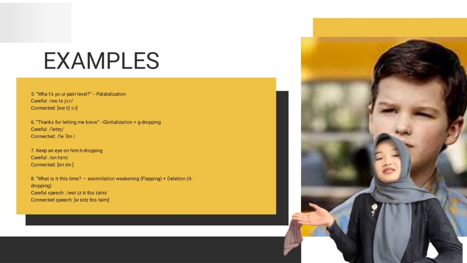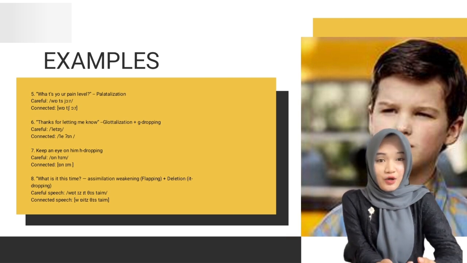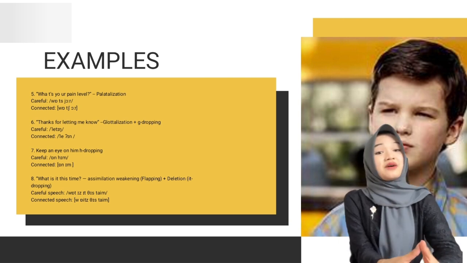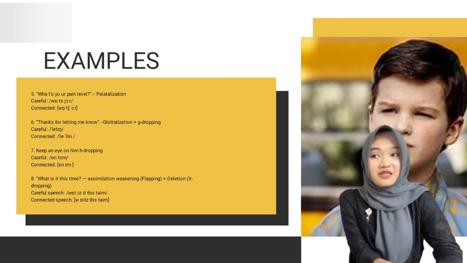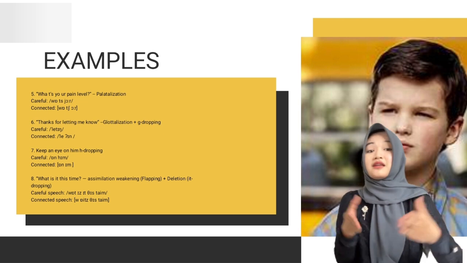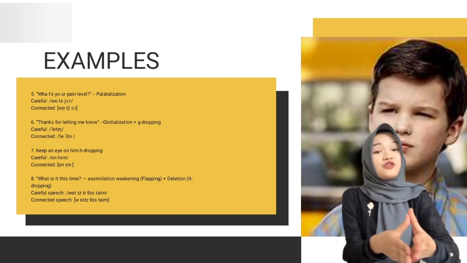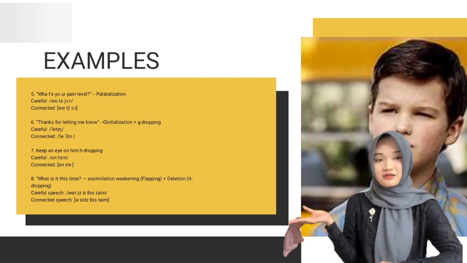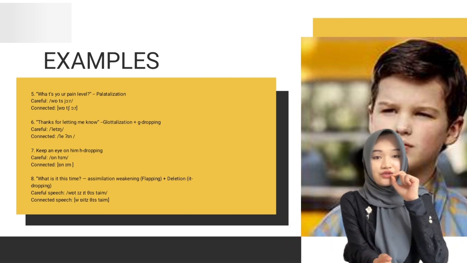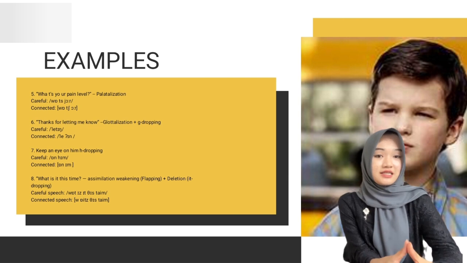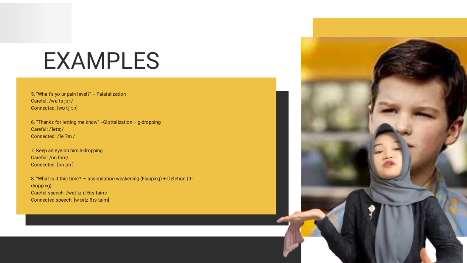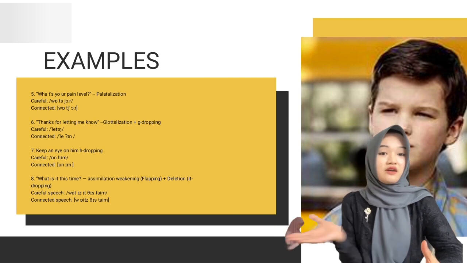So next is "keep an eye on him." But in the clip we hear "keep an eye on 'im." So the phonological process that happens here is deletion. The h sound in "him" is deleted and it becomes "'im". And it is also very common in natural conversations.